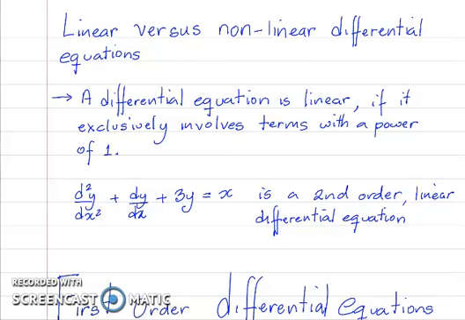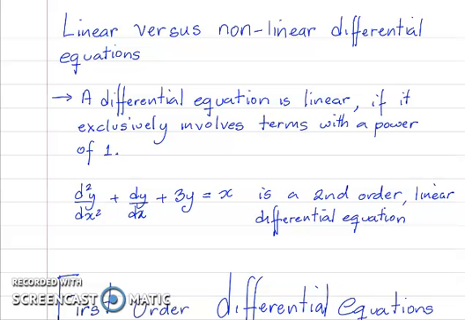All right, linear versus non-linear differential equations. A differential equation is linear if it exclusively involves terms with a power of 1. Now, d2y by dx squared plus dy by dx plus 3y is equal to x is a second order linear differential equation. Even though it is second order, it is linear because all the terms in this differential equation exclusively have a power of 1.